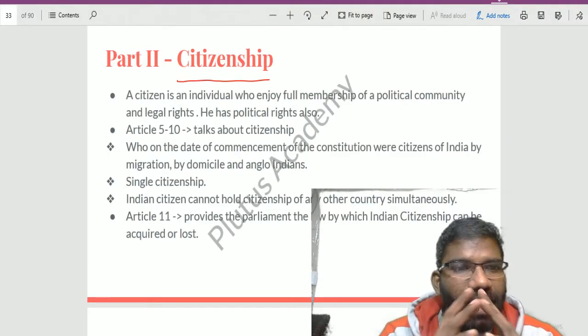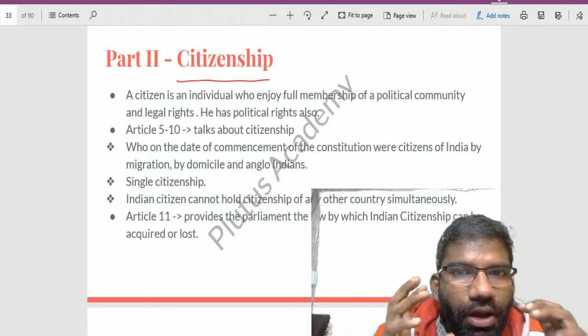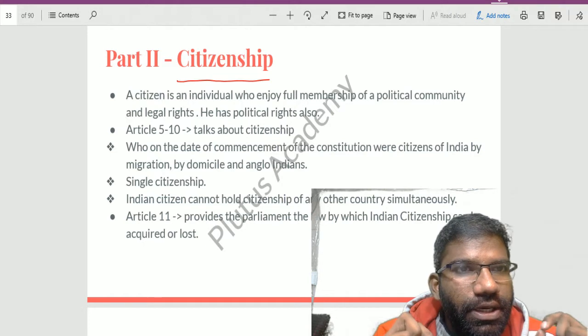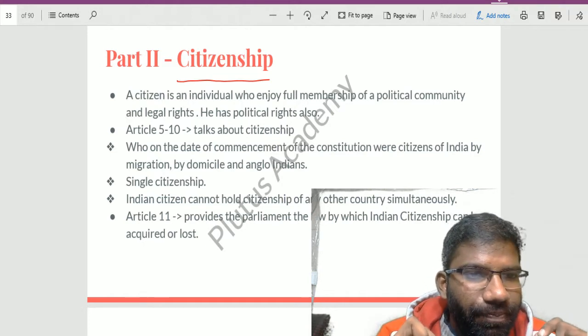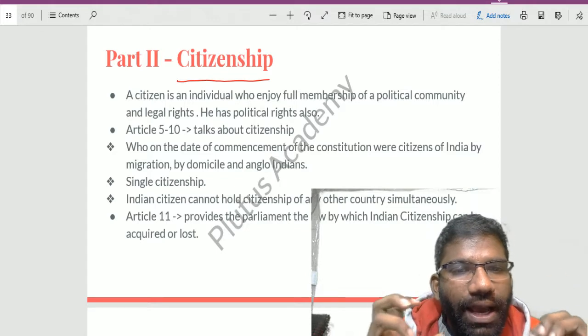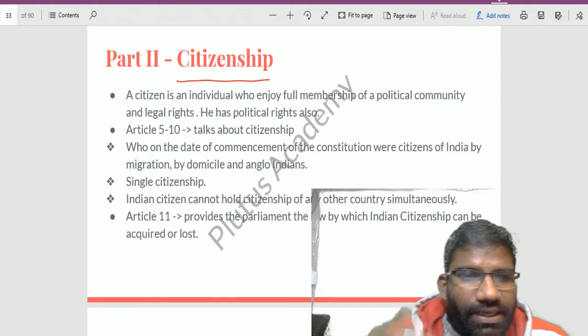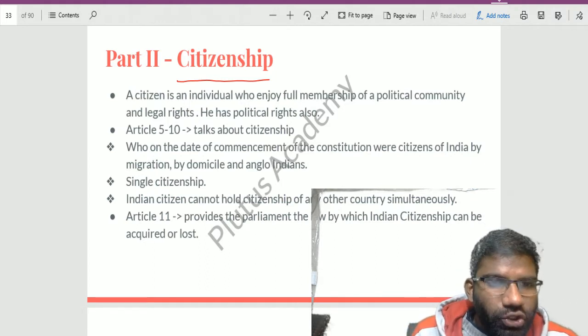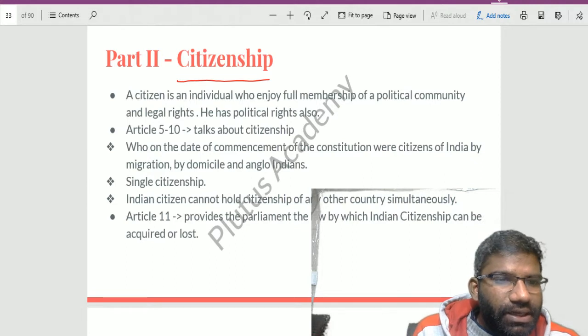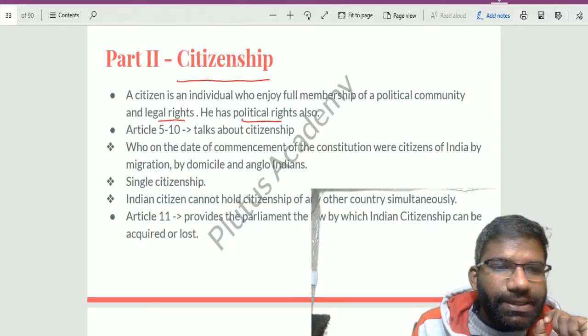Hi friends, in this class of Indian polity, we are going to discuss part 2 of the Indian Constitution, that is citizenship. Now, who is a citizen, or what rights does a citizen possess? A citizen is a person who enjoys certain political rights and legal rights. What does a citizen possess? Certain political rights as well as certain legal rights.